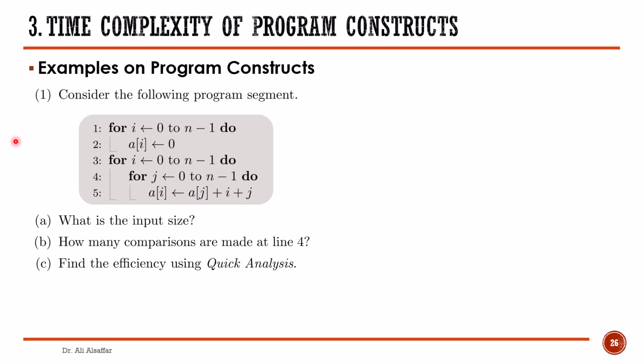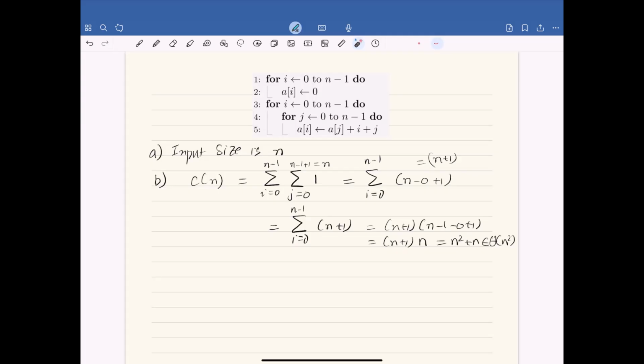Our last question is finding the efficiency of this algorithm using a quick analysis. Remember that for the quick analysis, we need to identify the basic operation of the program segment. Where do we find the basic operation? You find it in a statement in the innermost loop. So this is the innermost loop, and this is the statement where we can look for the basic operation. This statement has an assignment operation and two additions. As you remember, addition takes more execution cycles than the assignment operation. So the basic operation is the addition at line 5.